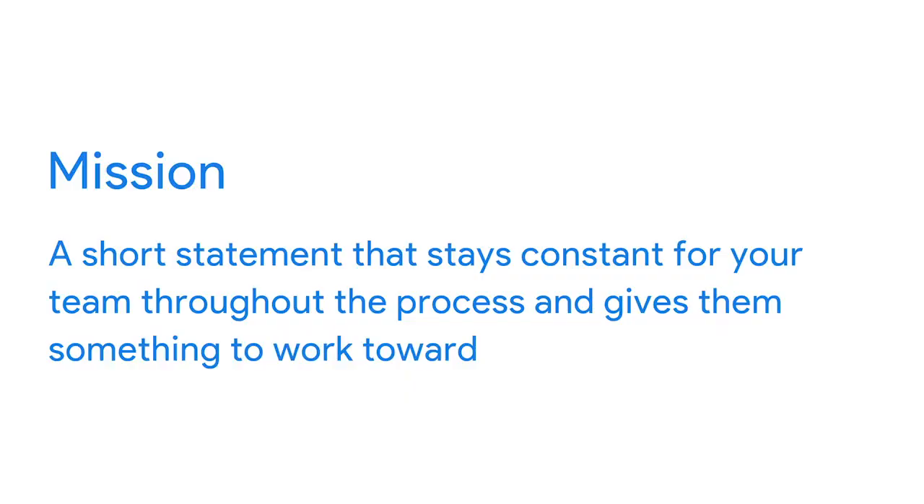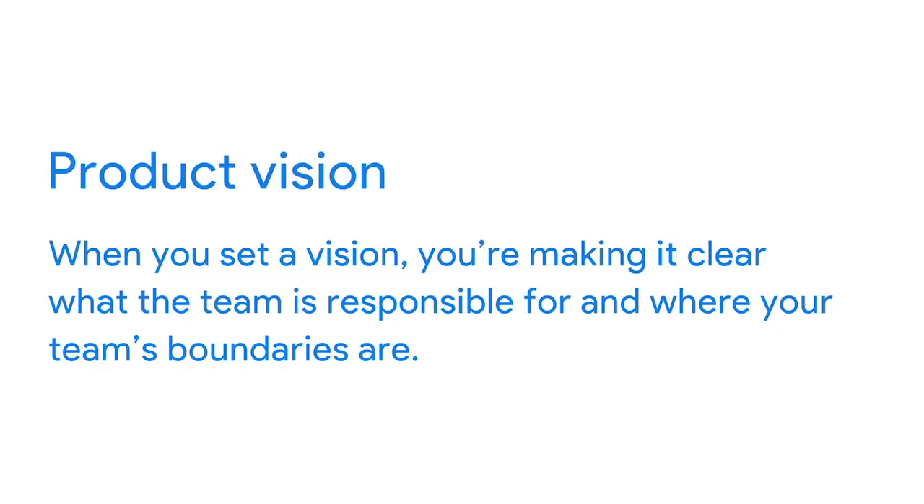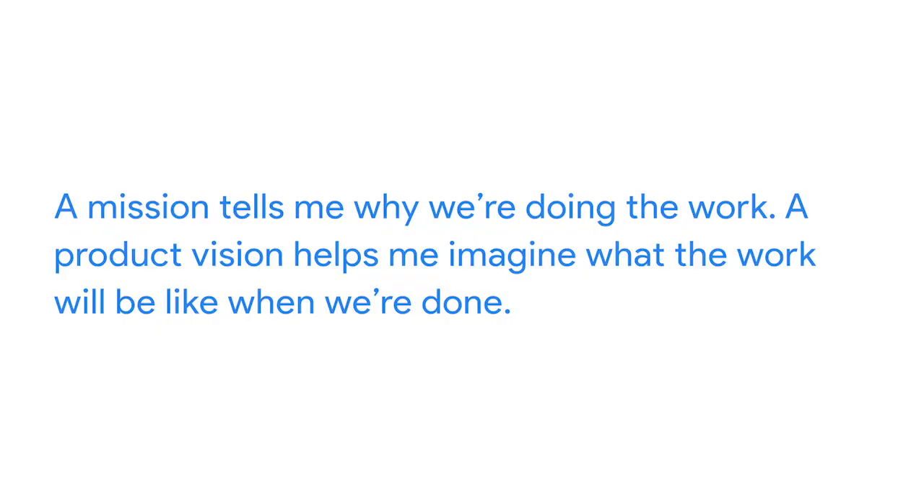In Agile, a mission is a short statement that stays constant for your team throughout the process and gives them something to work toward. In addition to the mission, an Agile team will also set a product vision, making it clear what outcomes the team is responsible for and where your team's boundaries are. This may sound a bit like management speak, but I like to think about it this way. A mission tells me why we're doing the work. A product vision helps me imagine what the work will be like when we're done.